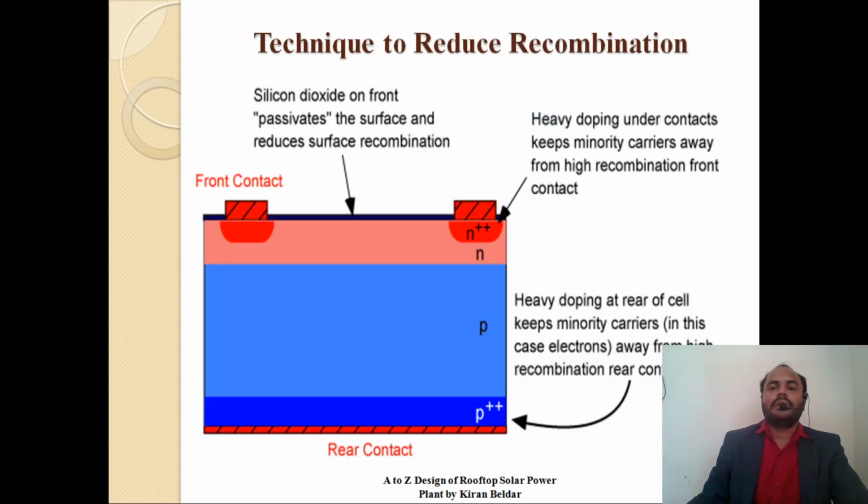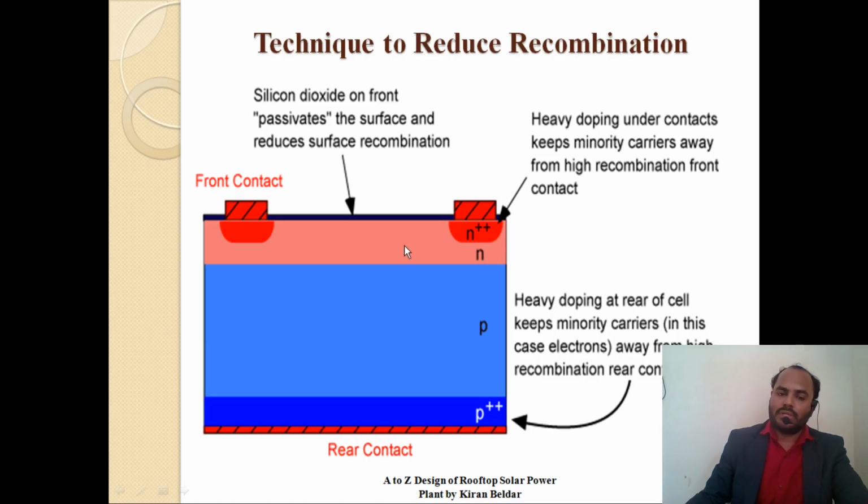Techniques to reduce the recombination losses. To reduce recombination on the top surface, a silicon dioxide layer on the front passivates the surface and reduces the surface recombination. Second, heavy doping under contacts keeps minority carriers away from the high recombination front contact.